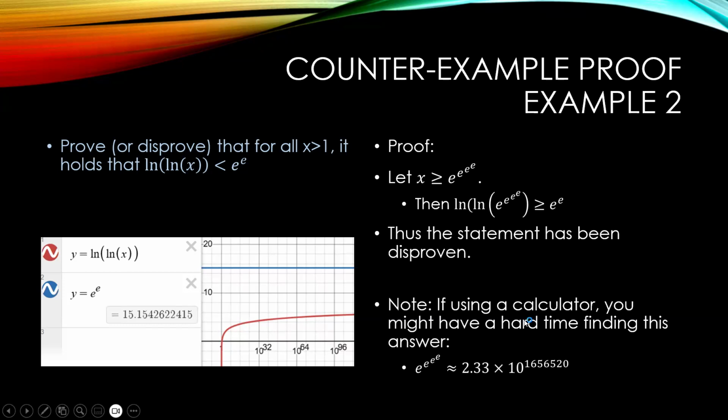Note, if you were using a calculator to find this counterexample, you would probably have a very, very hard time. This number that we found, e to the e to the e to the e, is 2.33 times a 1 with 1,656,520 zeros after it. That is a very, very, very large number. But all we need is one example, and there it is. And so this is not true. Natural log of x is not always less than e to the e.